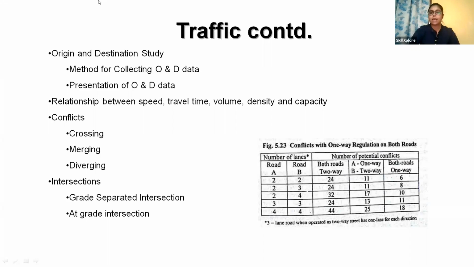With an example figure itself, we'll show you how the conflicts will be there. For example, there are two roads, road A and road B. Road A has 2 lanes. Road B again has two lanes. Then the number of potential conflicts: how many types of conflicts can arise if both roads, road A and road B, are two-way roads? That is, road A has 2 lanes, road B has 2 lanes, both are 2 ways. Then we can expect 24 conflicts. If road A is 1 way and road B is 2 way, then the number of conflicts will be reduced from 24 to 11. And if both roads are 1 way, obviously the number of conflicts will be less. 6 conflicts alone will be there. So all these things we will be studying.